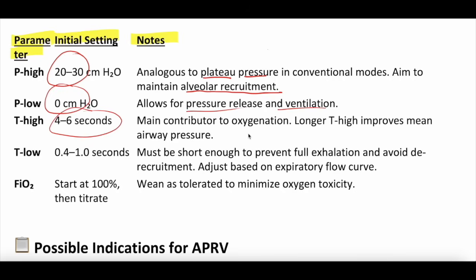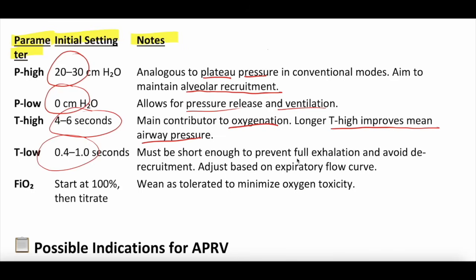This is the time in which the patient is held at that P high. A longer T high does improve mean airway pressure and can improve oxygenation because they're at a higher pressure for a longer period of time. The T low is usually 0.5 to 1 seconds. And again, the T low is the time in which the ventilator lets the patient be at their P low, or that 0 centimeters of water.